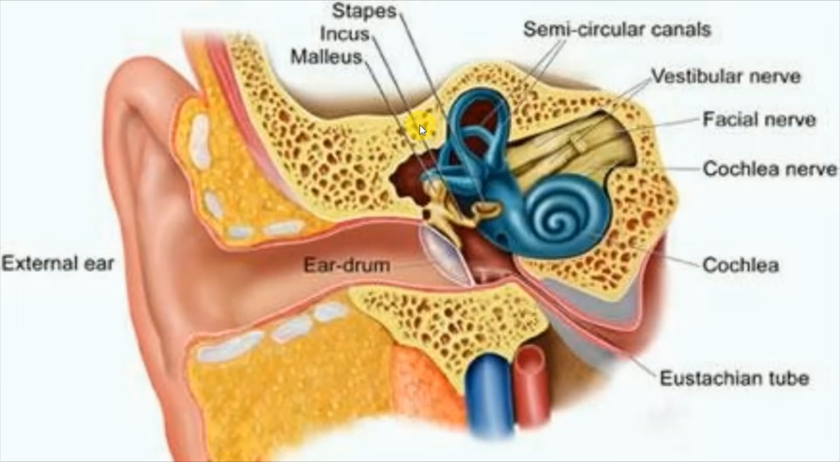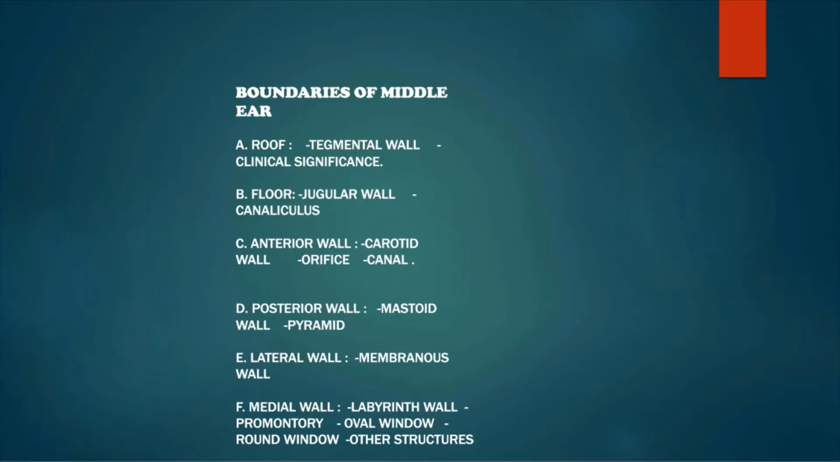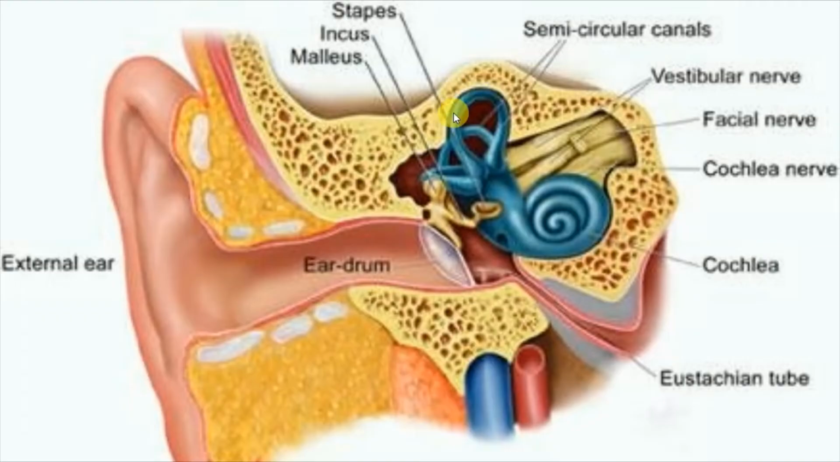It's called the tegmental wall because it is formed by a small portion of bone called the tegmen tympani. What is tegmen tympani? Tegmen tympani is an extension of the petrous part of the temporal bone. What is the clinical significance? Let's say we get an infection of the middle ear, otitis media. This bone is very thin and it is the only separation between this middle ear cavity and the middle cranial fossa above.